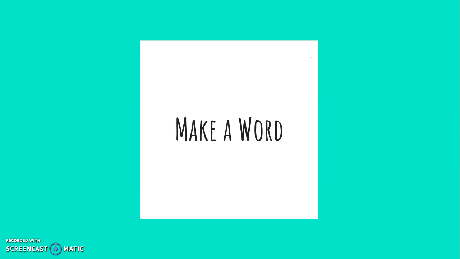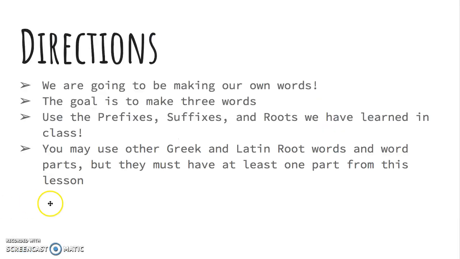So for our activity, we're going to be going back to this list, and hopefully you kept your list or your flashcards or however you are keeping track of all of these. We're going to make a word using all of these different word parts and suffixes and prefixes. And I'm excited to see what you all come up with. So the goal is to make 3 words. We're going to put these together. You can use as many prefixes, suffixes, and roots that we've learned.